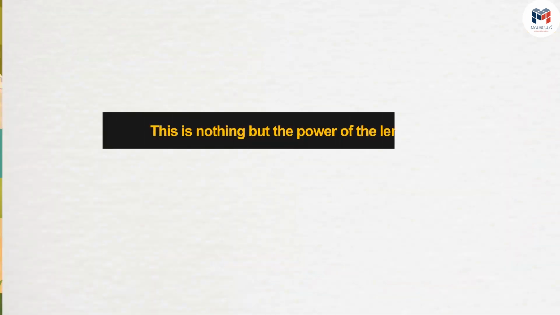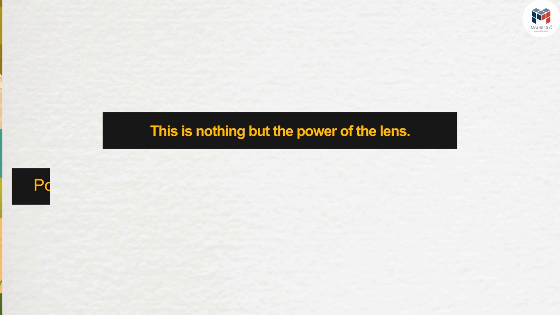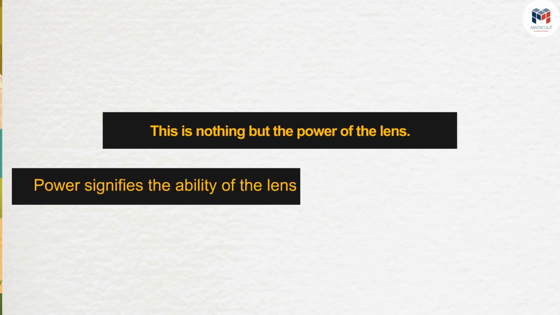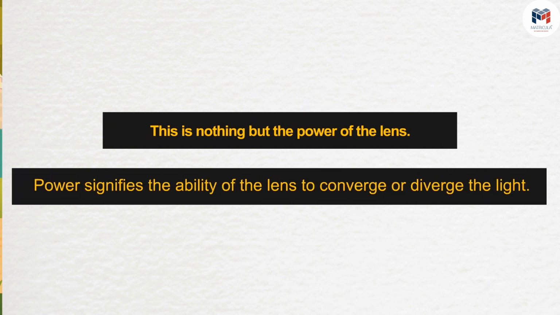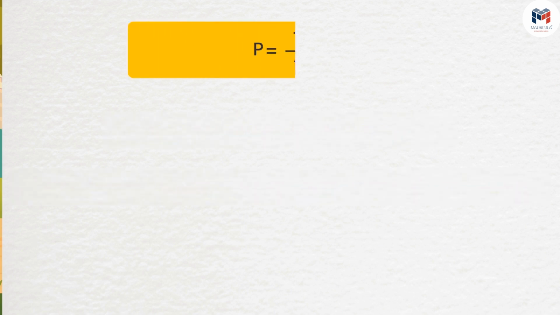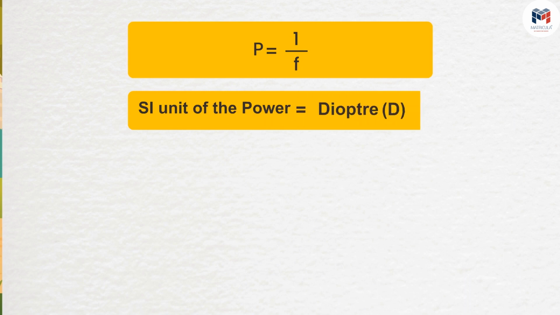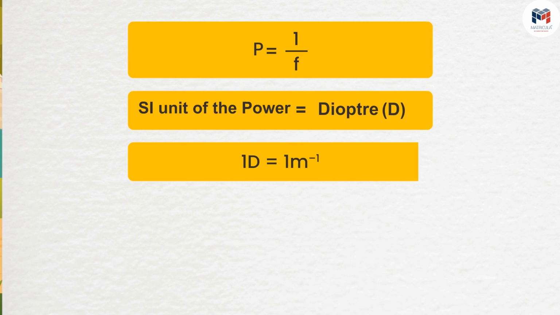This is nothing but the power of the lens. This power signifies the ability of the lens to converge or diverge the light. It can be represented mathematically as the reciprocal of the focal length. The SI unit of the power is diopter, which is denoted by D. 1D is equal to 1 meter inverse.